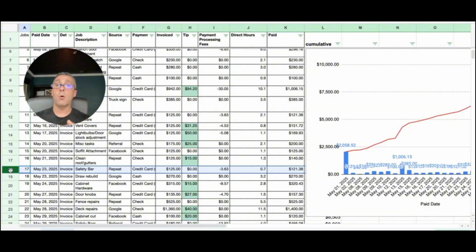Anyway, long story short, she asked me to come back and install a safety bar. Son's trying to become a little bit more independent coming up the stairs. He wanted a safety bar. So went back to my minimum charge, 125, put the safety bar in. You can see the numbers, it works out to 121 after taxes. Next thing down the line is job 18.